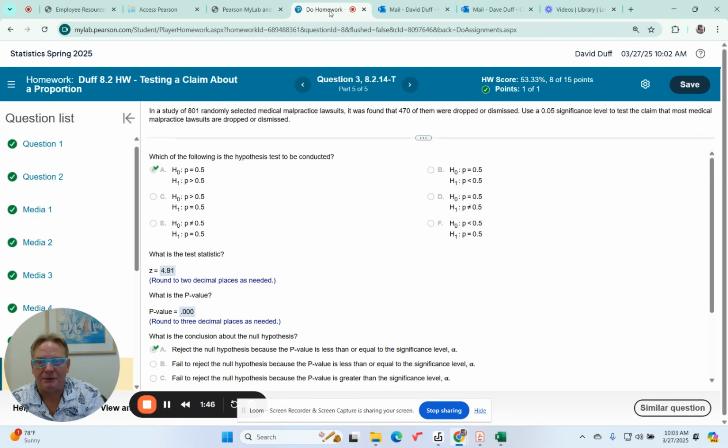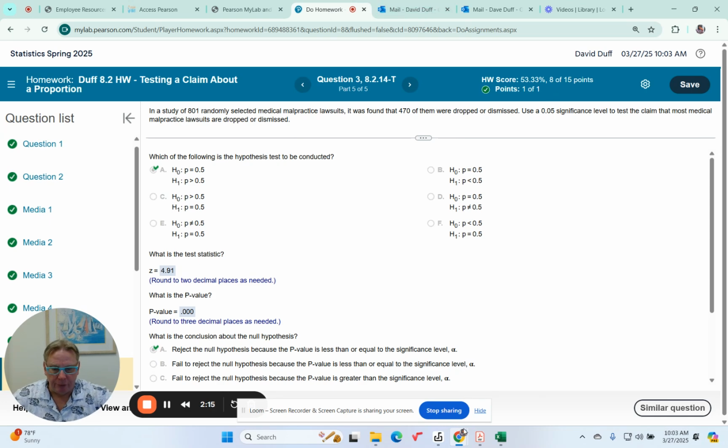Because remember, that's what we're trying to do here. We're trying to take some data and estimate what is going to happen with the population based on the sample. That is the entire point of inferential statistics. All right, so our null hypothesis is going to be that the population proportion is equal to 0.5. And then our alternate hypothesis is that it's going to be greater than 0.5.